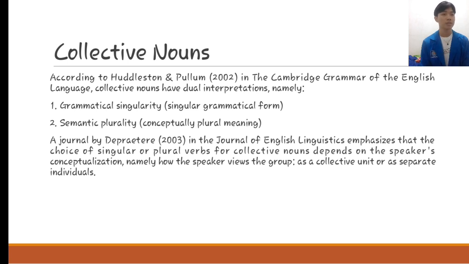With a journal by Depreter 2003 in the Journal of English Linguistics, emphasizes that the choice of singular or plural verb for collective noun depends on the speaker's conceptualization, namely how the speaker views the group as a collective unit or as separate individuals.